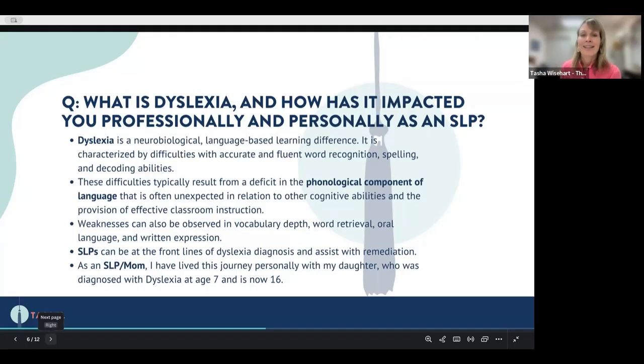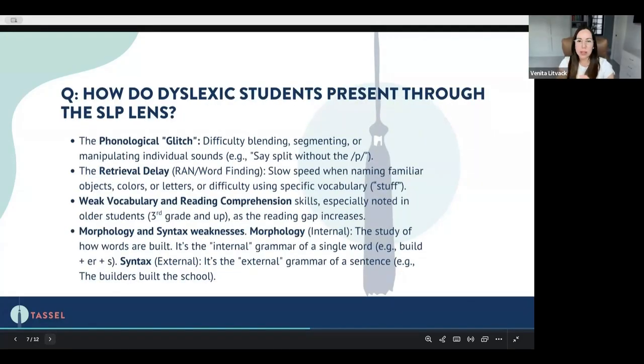Dr. Kelly Farquharson puts out a lot of information regarding dyslexia and the comorbidity with phonological disorders. Right, that makes sense. So how do they present through an SLP lens then? So the main thing is that phonological glitch, is what I'm calling it.